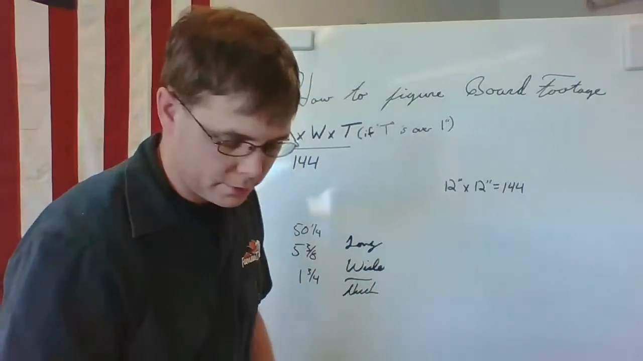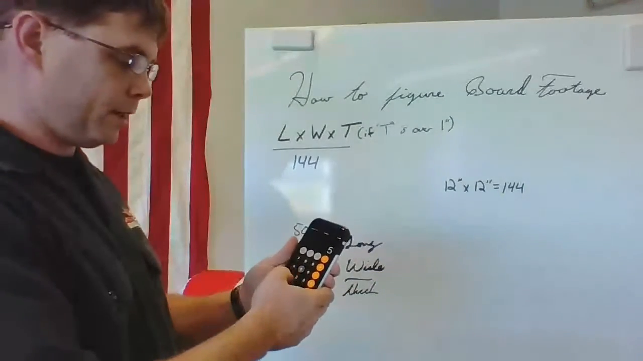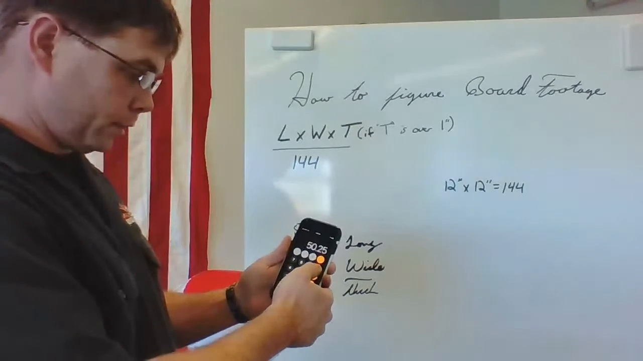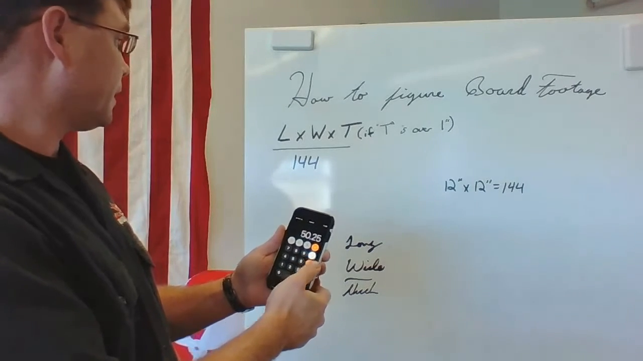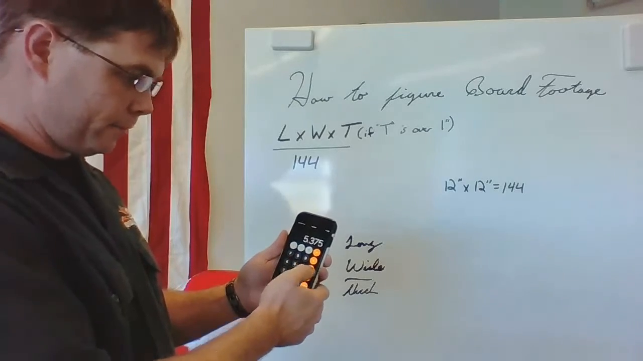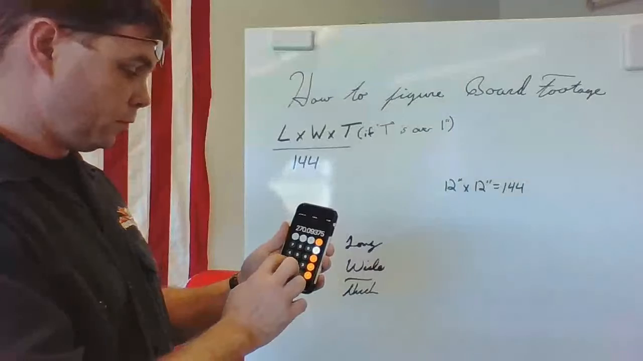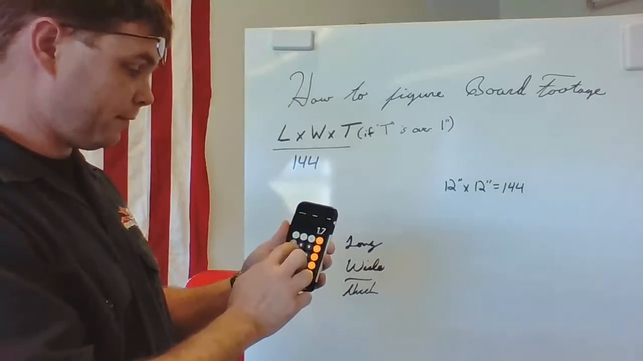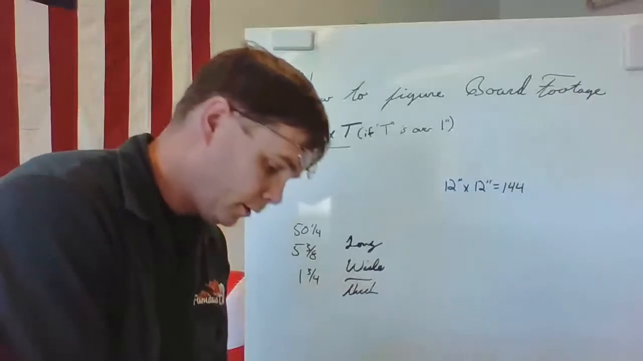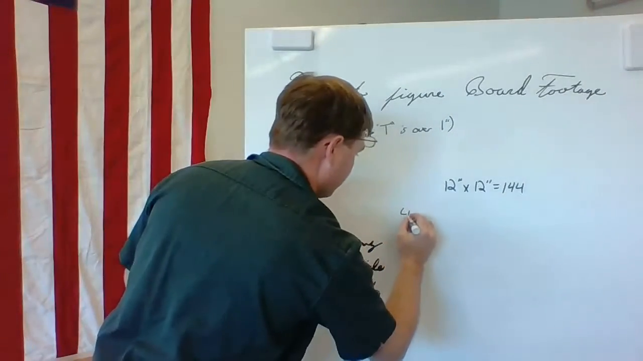All right, so what I'm going to do here is I'm going to take my phone out again. I'm going to take 50.25, because that's the quarter, times 5.375 wide. I'm going to take that and multiply it by 1.75 thick, which equals 472.66.